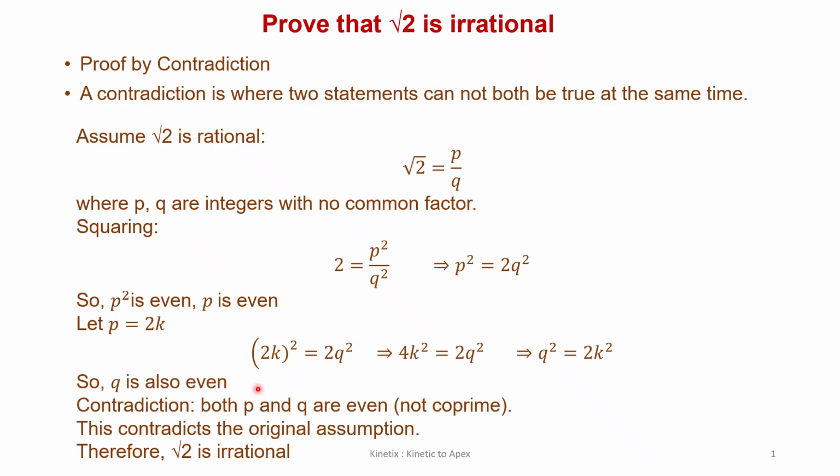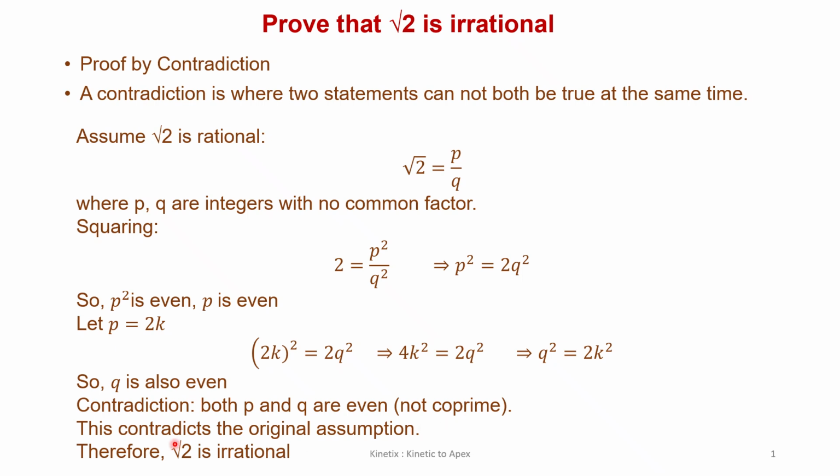So what are we getting here? We are getting p is even and we are getting q is also even. That means both p and q are even. So both p and q are multiples of 2. This shows that p and q are not co-prime. So what is co-prime? Co-prime means two integers that have no common factor other than 1. Here what is the common factor? Here they are even. That means they have a common factor of 2.